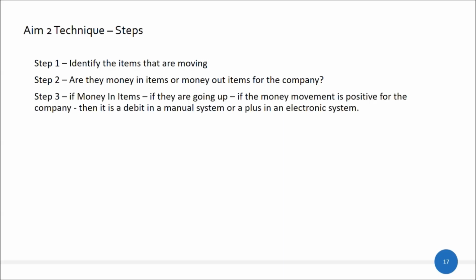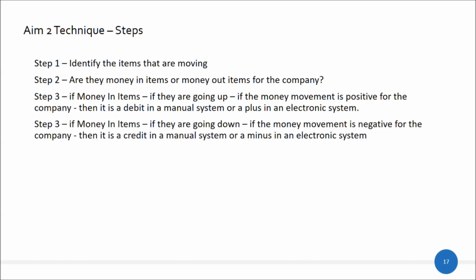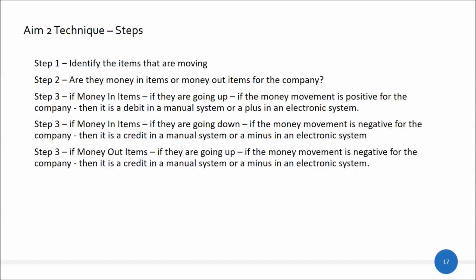If they're money in items and they're going up and the money movement is positive, then therefore they're a debit in a manual system, or they're a plus in an electronic system. If they're money in items and they're going down, then the money movement is negative for the company, then there'll be a credit in a manual system or a minus in an electronic system.